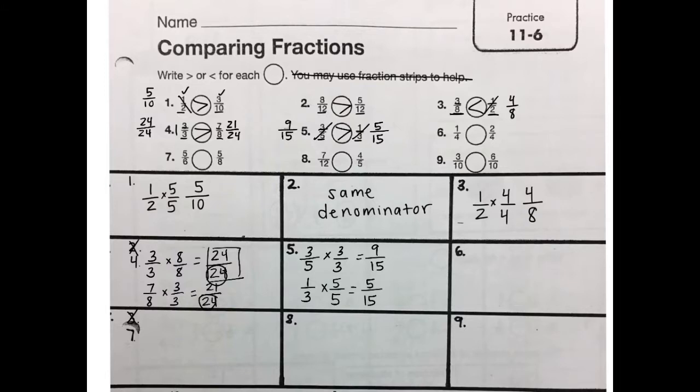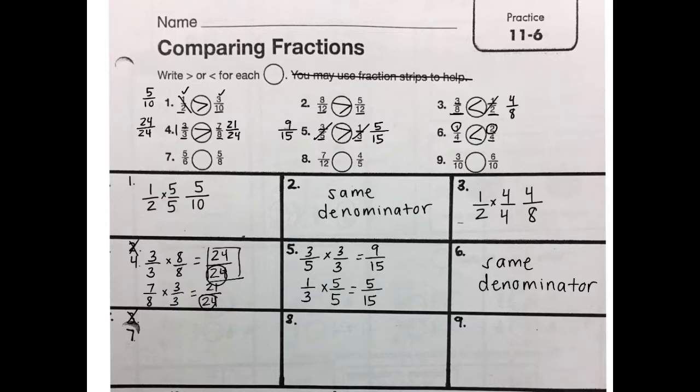Let's look at number 6. 1/4 compared to 2/4. I check my denominators. Ooh, they're the same, so that makes it easy for me. I just have to compare my numerators. I have a 1 and I have a 2. 2 is bigger, so I put in my less than sign. 1/4 is less than 2/4. To show my work for number 6, I can just say same denominator, because I could just compare those without actually having to do the math work.